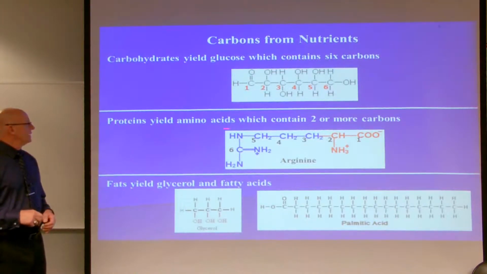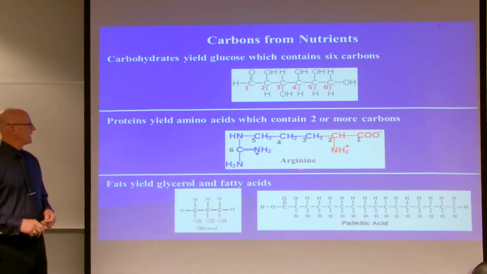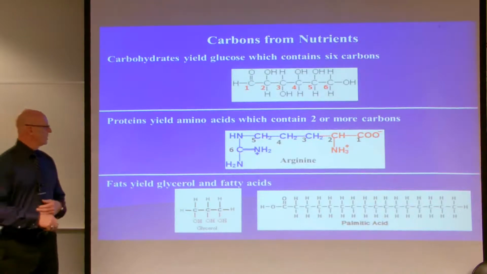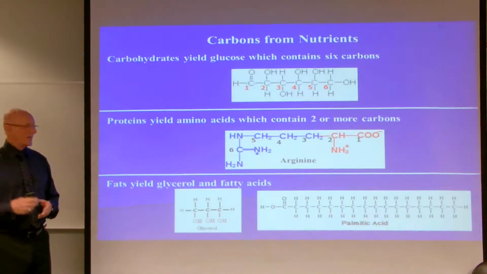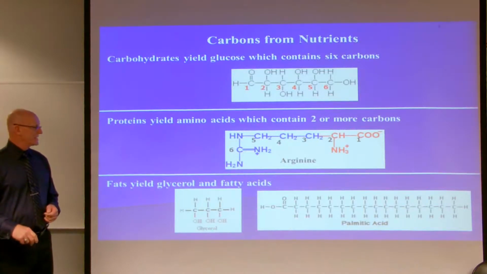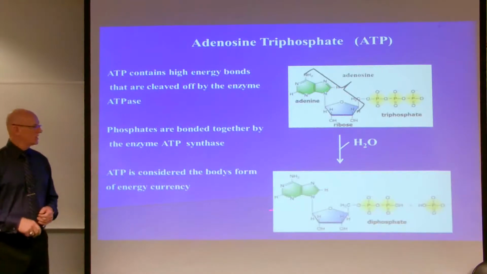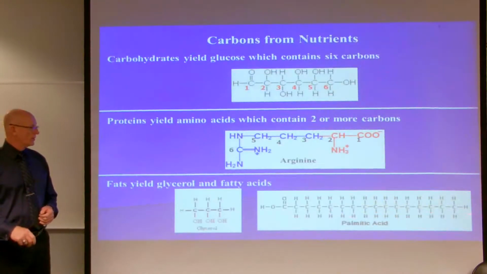The proteins yield amino acids, which contain 2 or more carbons. And this is a representation of arginine. It has 6 carbons. And fats will yield, the triglycerides will be broken down into a glycerol backbone and a fatty acid. And here I have a picture of palmitic acid or palmitate. And this is 16 carbons long.